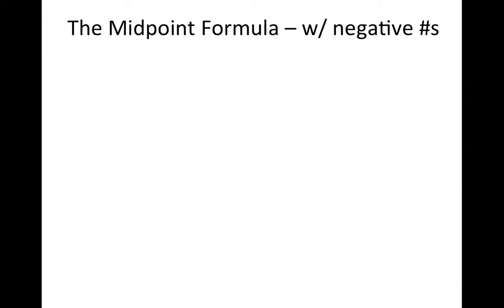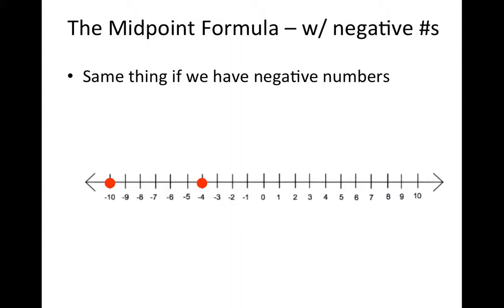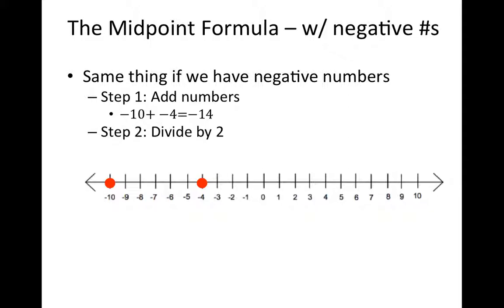I can do this exact same thing even if I have negative numbers on the negative side of the number line. So if I'm trying to find the midpoint between -10 and -4, step 1 is to add the numbers. -10 plus -4 equals -14. Step 2 is to divide by 2, and so I get -7. So my midpoint of -10 and -4 is -7.